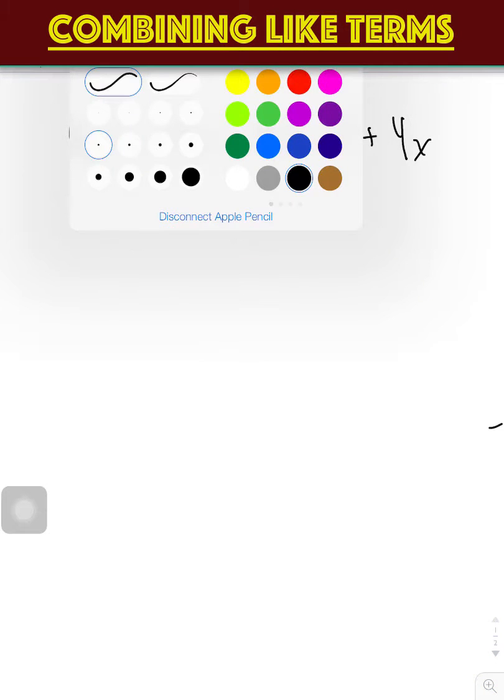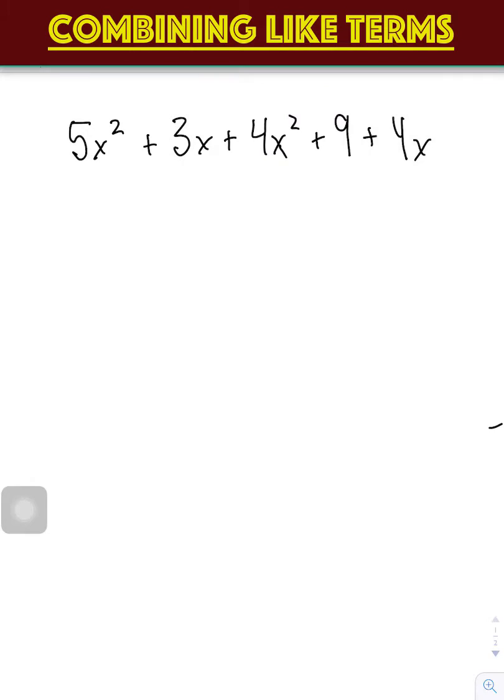When we talk about combining like terms, we're talking about, given an expression like this, which of the terms would fit together? So we have 5x squared, 3x, 4x squared, 9, and 4x. Do those all combine? How does this all work? I think in order to illustrate combining like terms, we're going to talk about a story.